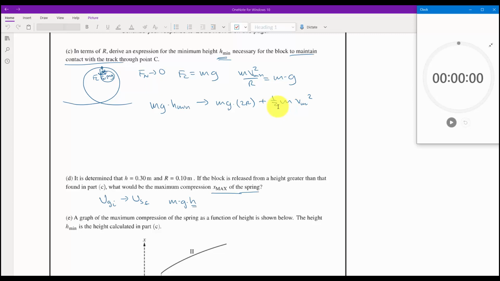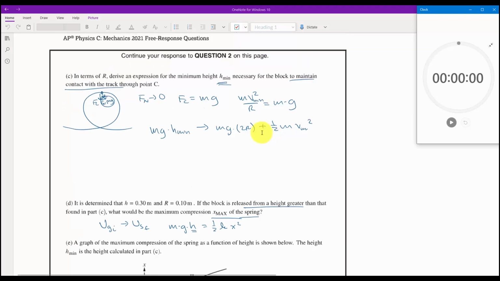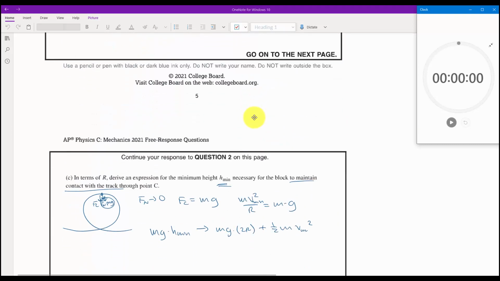Because here it says release from a point greater than that at the point C. That's kind of confusing to me. But we could say that's equal to 1/2 kx squared. And then that would have to be solved. Anyways, we didn't get to the rest of that in 5 minutes. That was a little tricky problem.